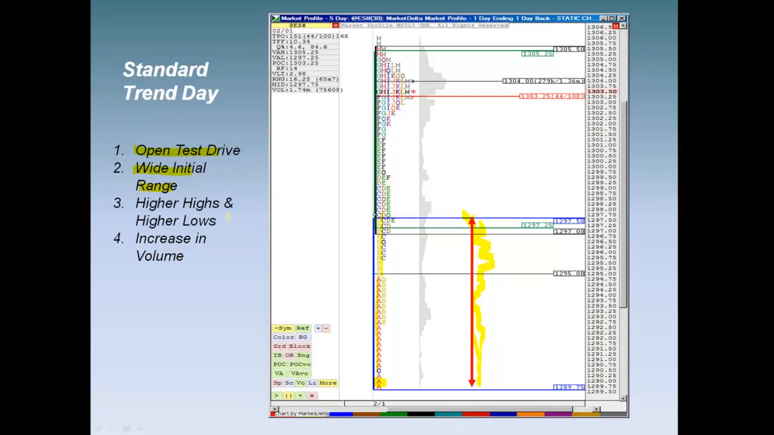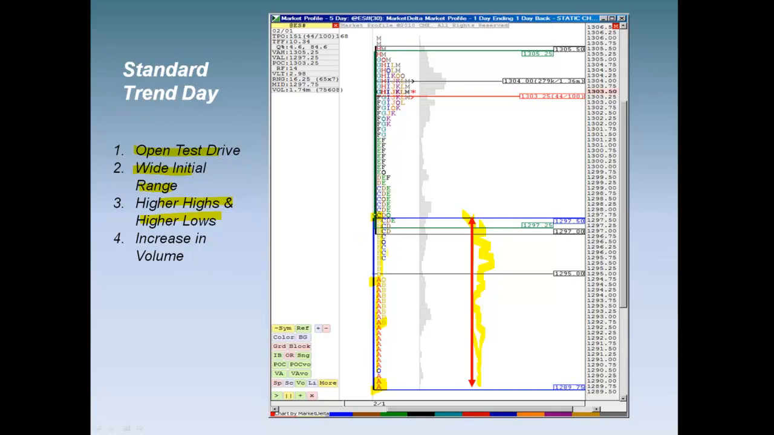The other characteristic of a standard trend day that is very important to observe: higher highs and higher lows. And immediately we begin by seeing that from period A to period B to period C. Period A has a low here, period B, here's the low, so obviously that is a higher low. And similarly, here's the high for period A and the high for period B. Notice how much higher it is. Those are all very indicative of a strong directional day.